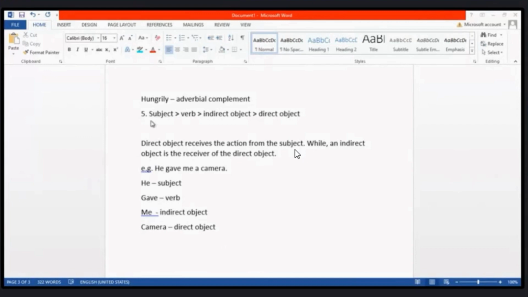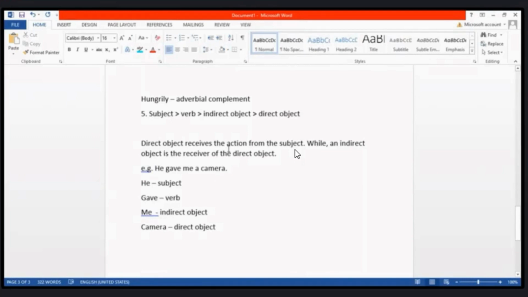Could you please explain the difference between indirect object and direct object? I think I've explained that just now. Okay, as you can see here, the direct object receives the action from the subject. So it's like he gave me a camera, so he is the subject, and what is the object? The object is the camera. Just to simulate this for you, he is the subject and camera is the direct object.